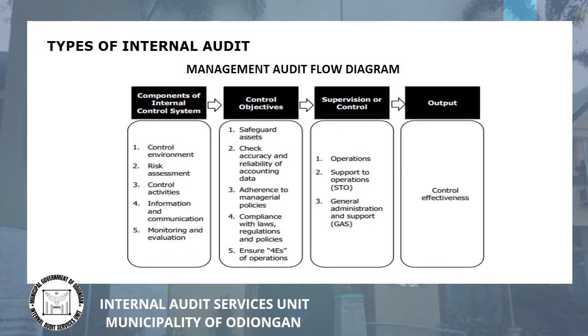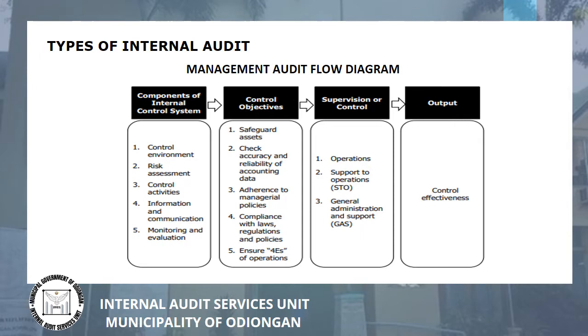So how do we do a management audit? First, conduct a baseline assessment of internal control components of the internal control system, control environment, risk assessment, control activities, information and communication, and monitoring and evaluation.